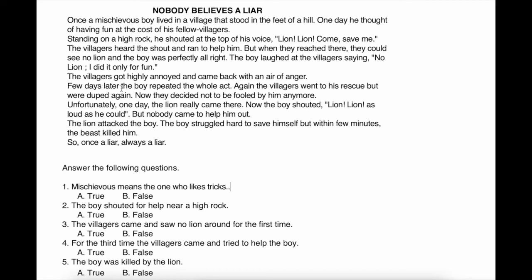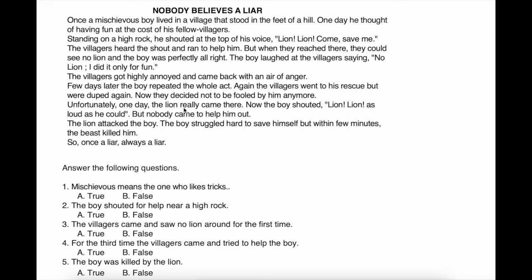Few days later, the boy repeated the whole act. Repeat means do something again. Again, all the villagers went to his rescue, but were duped again. That means fooled. Duped. Fooled. Now they decided not to be fooled by him anymore.